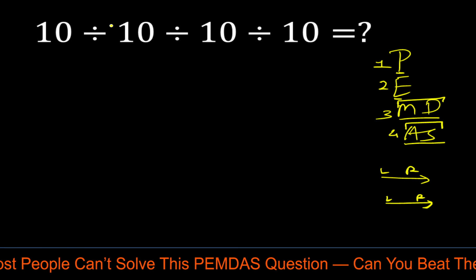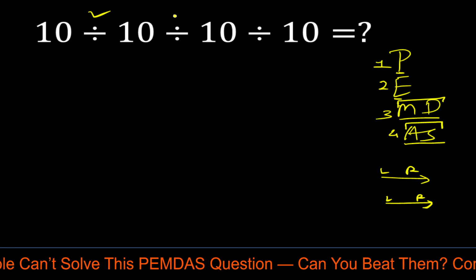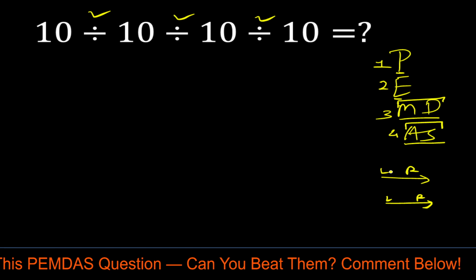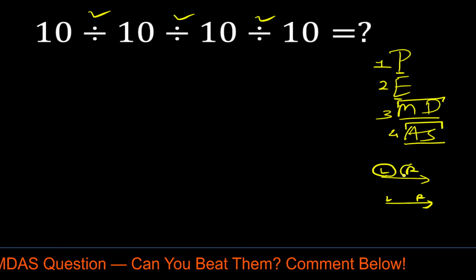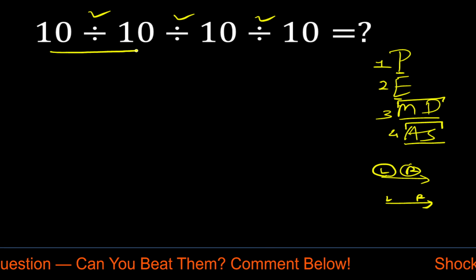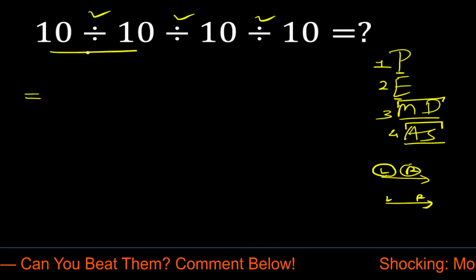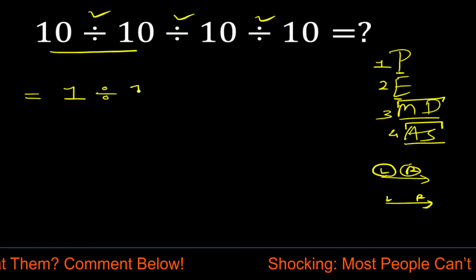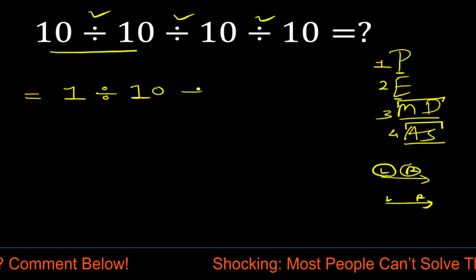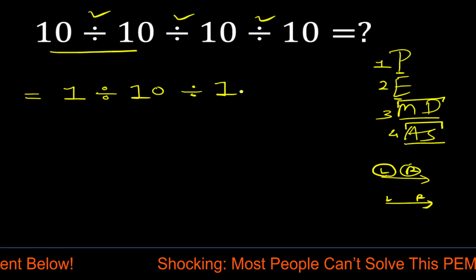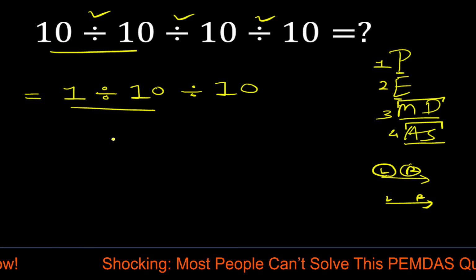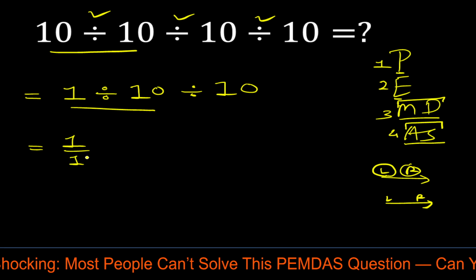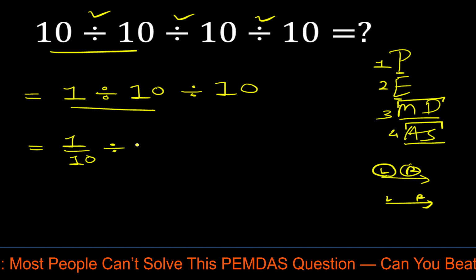So in this question, here we have division, here division, and here division, and all have equal priority, so we have to solve it from left to right. So first we have to solve this division, right? So now 10 divided by 10 is equal to 1 divided by 10 divided by 10, right? Now 1 divided by 10 can be written as 1 upon 10 divided by 10, right?